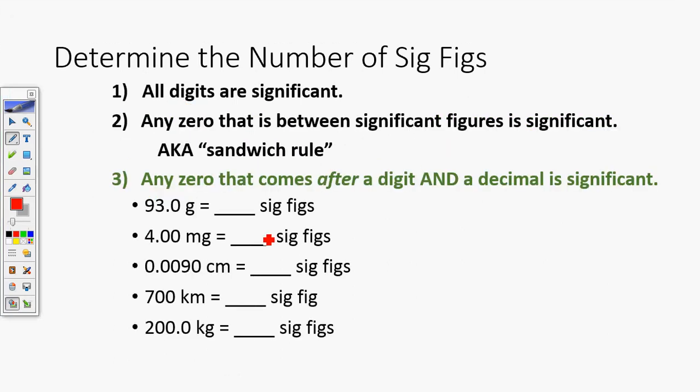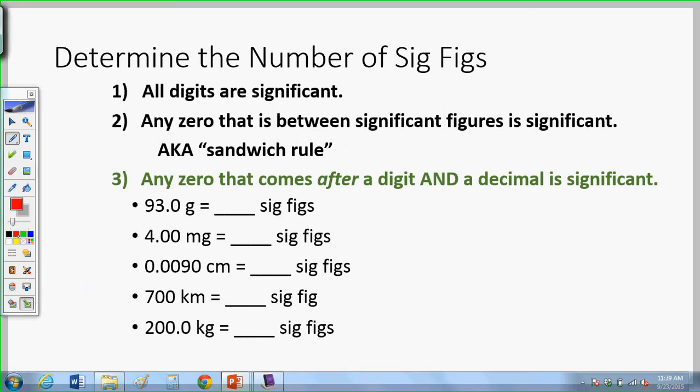It does get a little more complicated in our next example. In the next example, we still apply the previous 2 rules, but we have a third rule. And this one gets a little tricky. Any zero that comes after, and by after we mean to the right-hand side, a digit and a decimal. So those are 2 things that must be present. It must be after a digit and a decimal, then it is significant. So let's take a look at some problems where that will be the case.